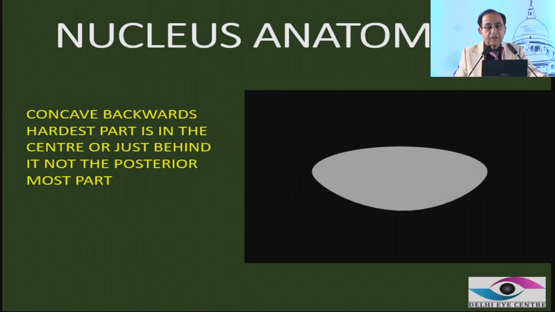If you see the nucleus anatomy, it is concave backwards. Why is it important? So that when you make a trench, it should be deep in the center as compared to the periphery. So make a trench according to the anatomy of the nucleus.